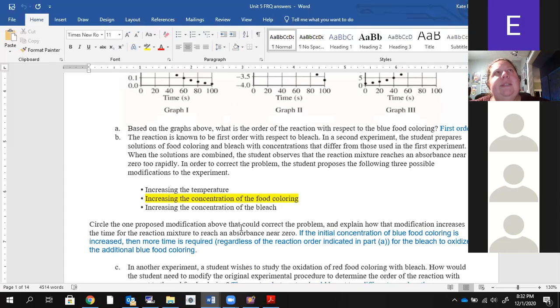Let's change the wording of that. It means that we're using up the reactants too fast to be able to make accurate readings. So if we increase the temperature, that's going to make it go even faster. And so we're not going to be able to read that one.